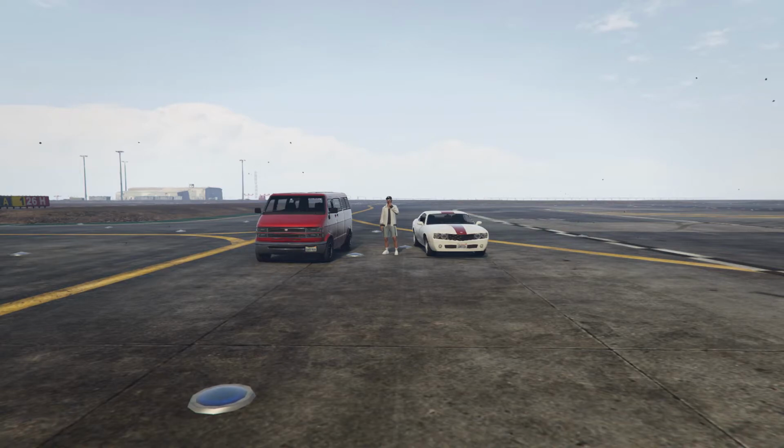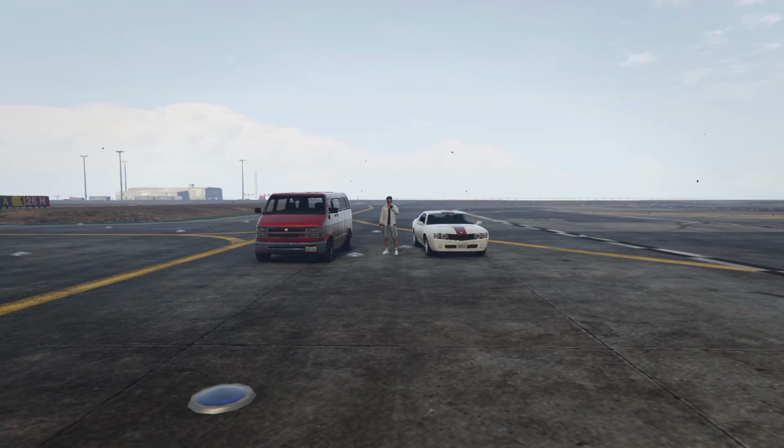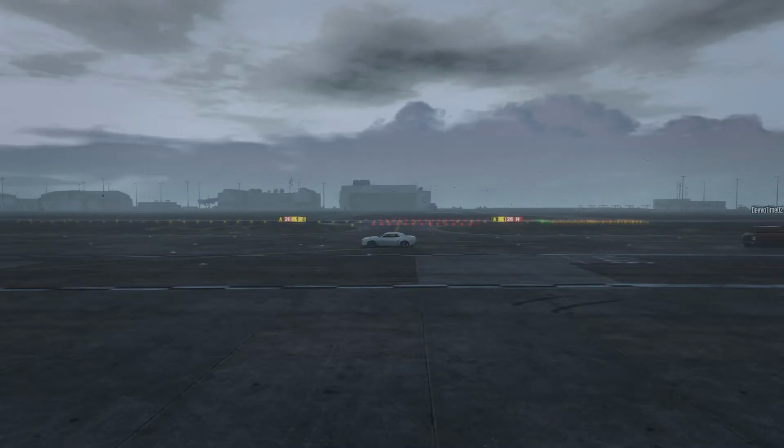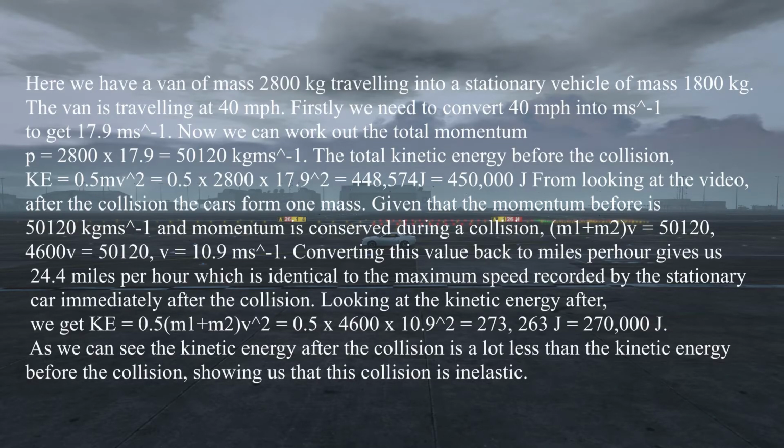So, our crash participants today is this red van of mass 2800 kilos and this white muscle car, mass 1800 kilos. This red van will be going into this white car at 40 miles an hour. Now let's see what happens during this collision. Firstly, we need to convert 40 miles an hour into meters per second, giving us 17.9 meters per second.